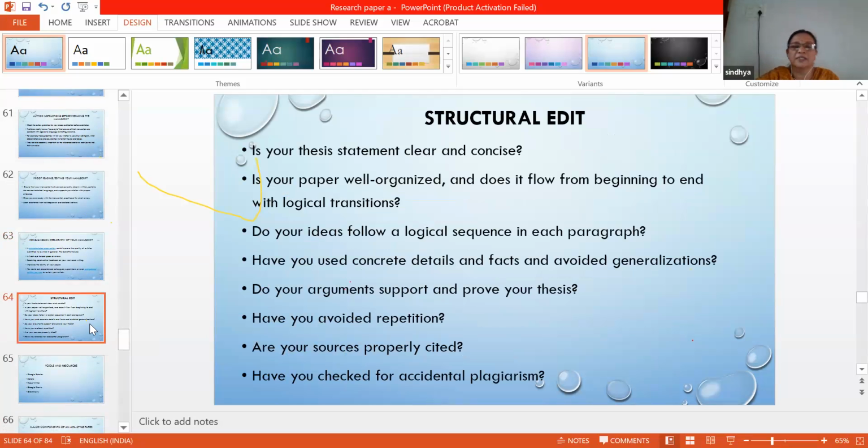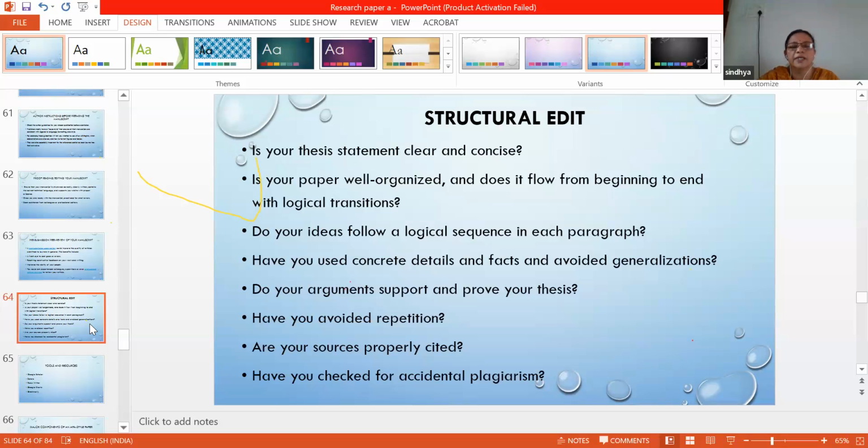Is your thesis statement clear and concise? Whether you structurally followed the procedure of a journal, and whether grammatically and linguistically everything is well organized, and follows the structure put forward by the publishers. So all these must be ensured before submitting the manuscript. The structural edit must be done before submitting the manuscript.